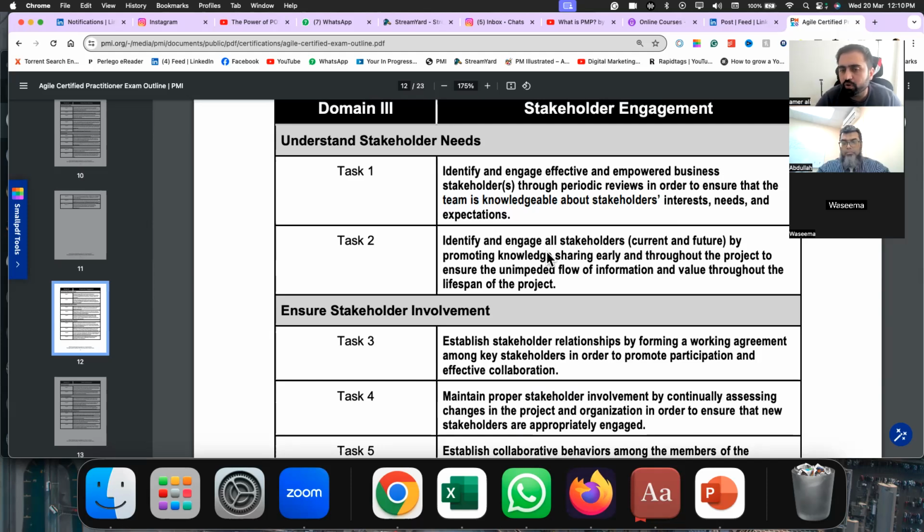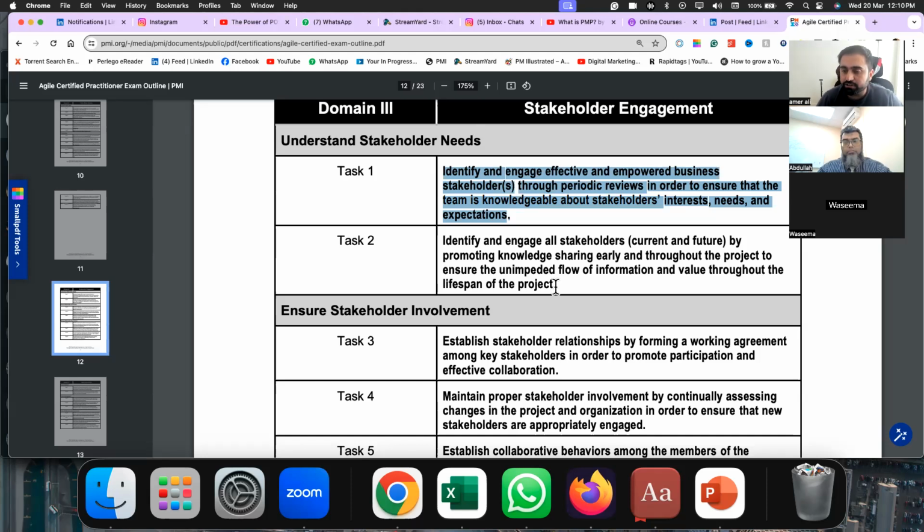Okay. So if we look at task one, identify and engage effective and empowered business stakeholders through review in order to ensure that the team is knowledgeable about the stakeholder interest, needs, and expectations. So what does that mean? We need to have open communications with the stakeholders as much as possible. Whatever the ways we utilize to have the open communication, we need to do that because stakeholders are everything, right? Sprint review is the best way that we implement this.